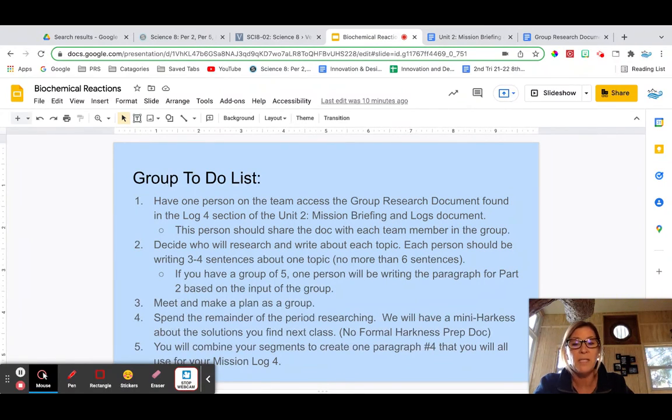You're going to spend the remaining period researching. When we come back to class next time, we're going to do a mini Harkness in groups. So that means that all the people who did research on thermal energy will meet and have a little mini group meeting about thermal energy to sort of brainstorm together some of the different ideas that they came up with. Then you'll meet with your regular group, make sure everybody's on the same page, and that's when you'll actually start writing your paragraph next time.